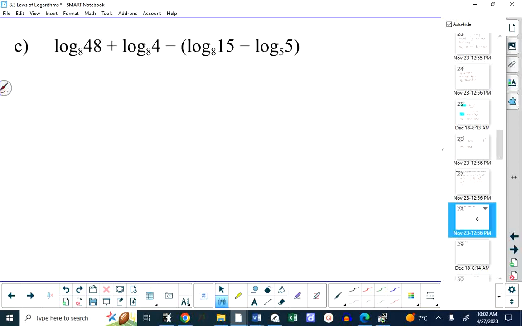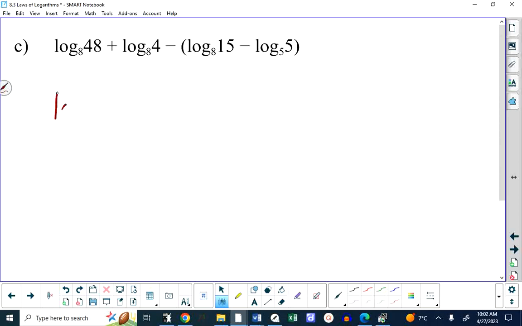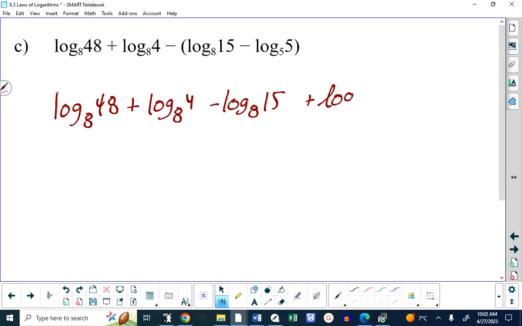C. Well, let's simplify this. Ooh, I was going to say it's all log base 8s, but it's not. Let's remove those brackets first of all. This is log base 8 of 48 plus log base 8 of 4 minus log base 8 of 15 plus log base 5 of 5.